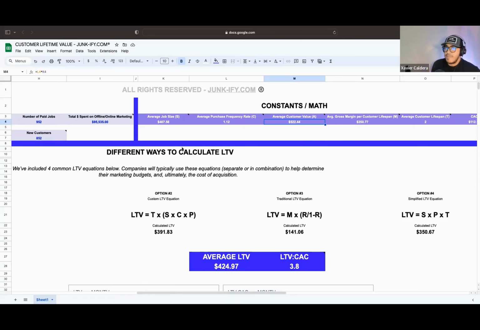Okay. Correct. Yeah, because for example, if you have 10 clients and then you have 15 paid jobs and then you have your frequency rate of 1.5, your average job size 450 times 1.5, and then you have the average customer value.